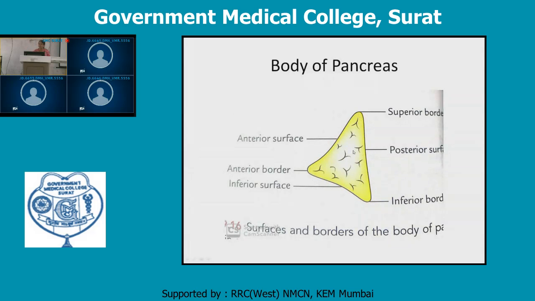It is a retroperitoneal organ only. Anteriorly at some places it is covered by peritoneum. The posterior surface is not covered by peritoneum. Such organs are called retroperitoneal organs. So this is the peritoneal relation of the body.